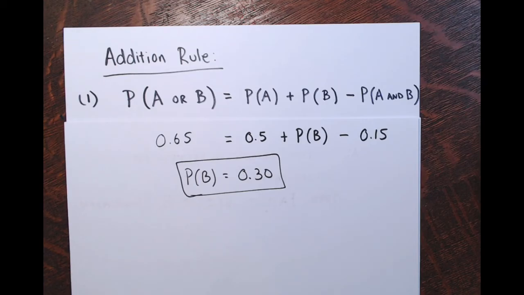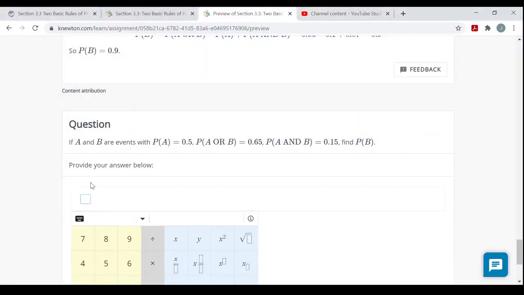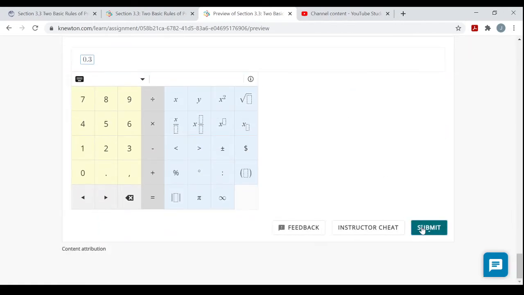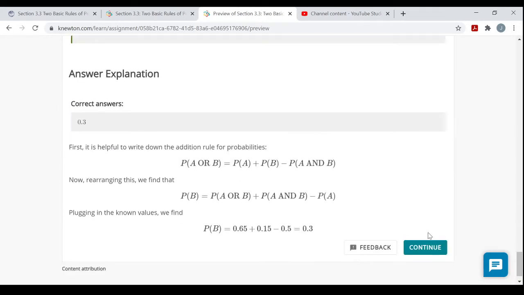It's really that simple, simple arithmetic, simple algebra. Here, it doesn't say to go to so many decimal places, so I'll just enter 0.3. Great.